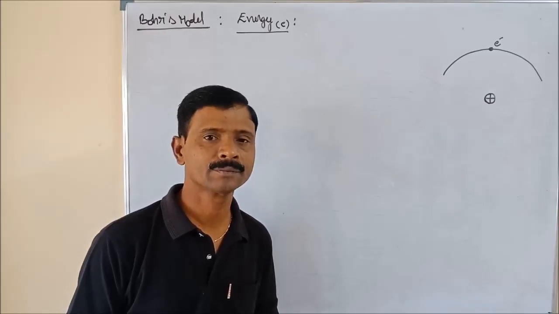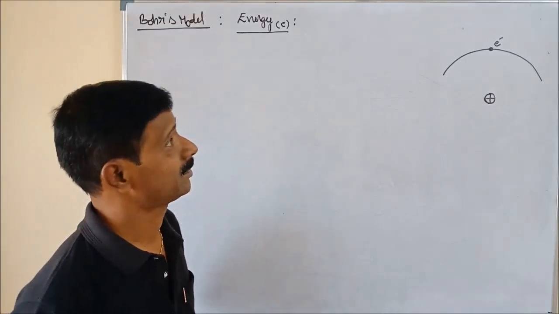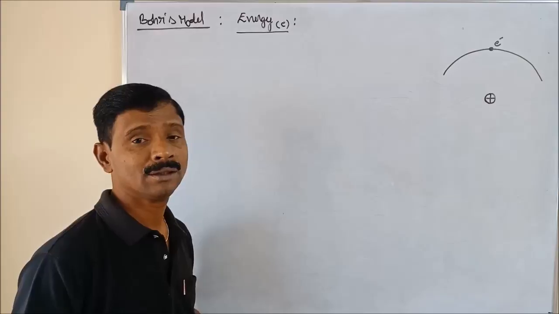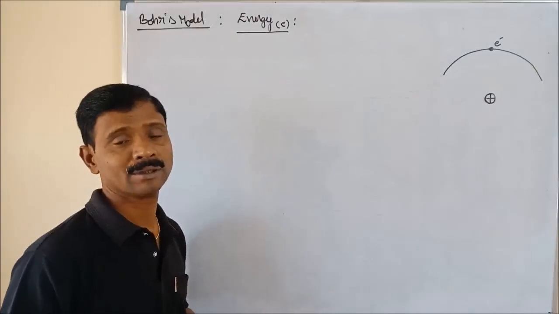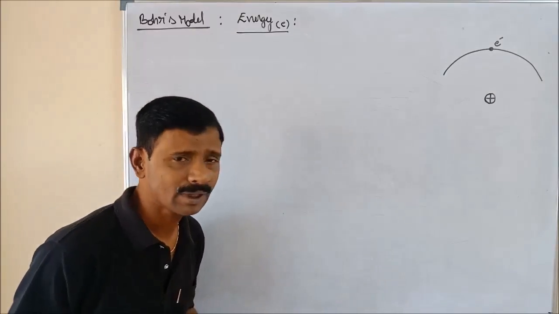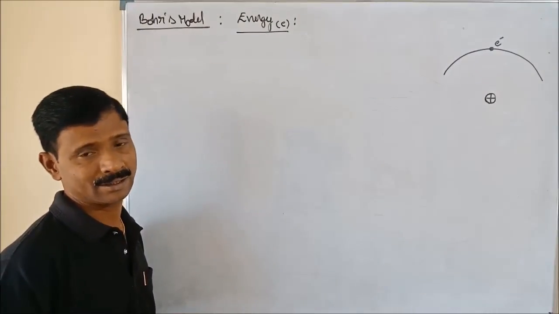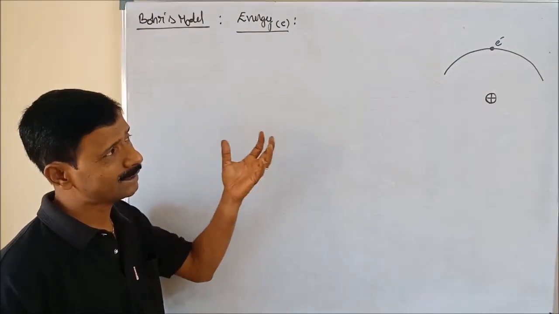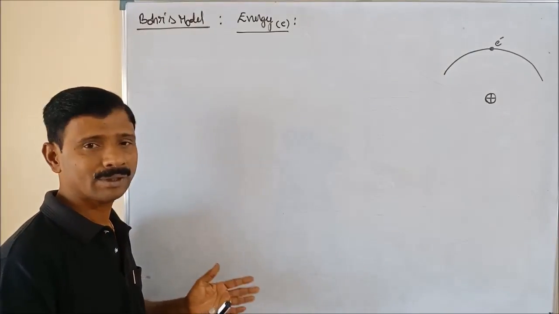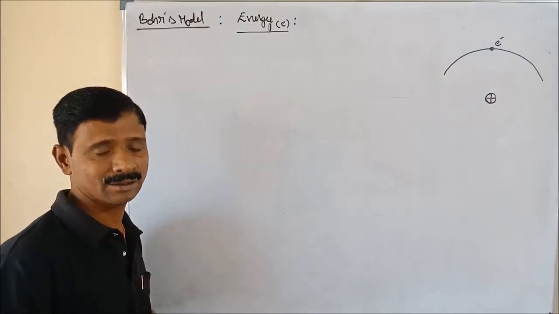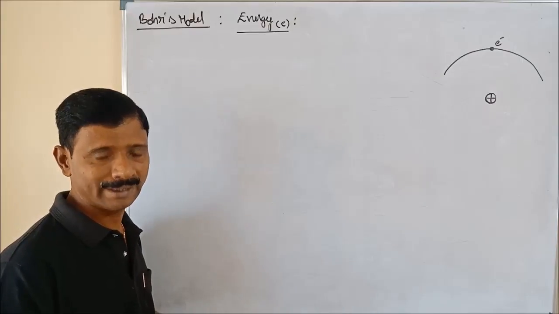Hi students, in the previous class we discussed the radius of an orbit, either in a hydrogen atom or in any other atom, based on Bohr's atomic model. Now another important concept, that is the energy of the electron. What is the energy of the electron and how do we calculate it? And after that, the relations we have to concentrate on in view of objective examinations.